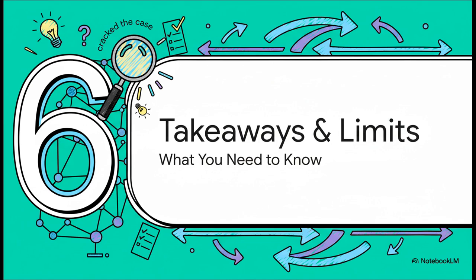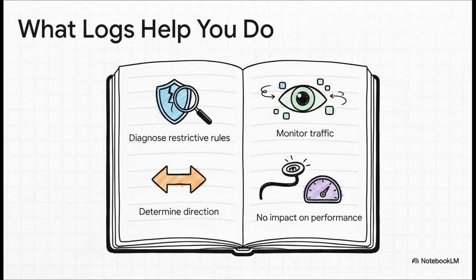So we cracked the case. Awesome. Now, before we wrap this up, let's do a quick recap of what we've learned. And just as important, let's talk about what VPC Flow Logs can't do. Okay, time for the detective's notebook. Here are the big takeaways. Use these logs to figure out why your security groups or NACLs are being too strict. Use them to see what traffic is actually hitting your instances and figure out which way that traffic is flowing. And here's a huge bonus. Turning on flow logs won't slow your network down one bit. Not at all. It has zero impact on performance because all the data is collected on the side.